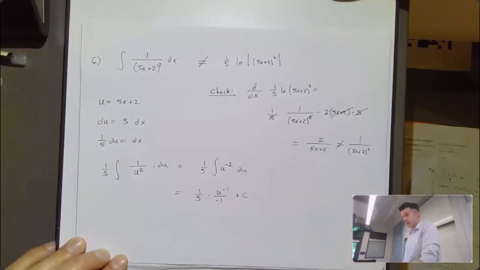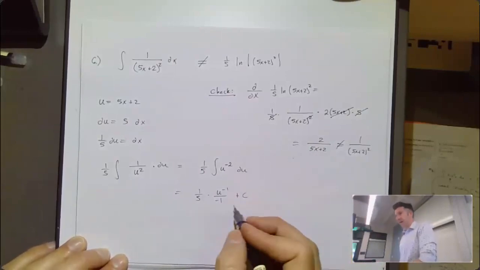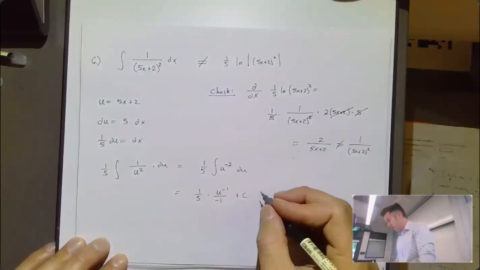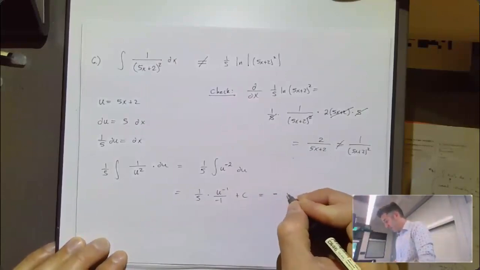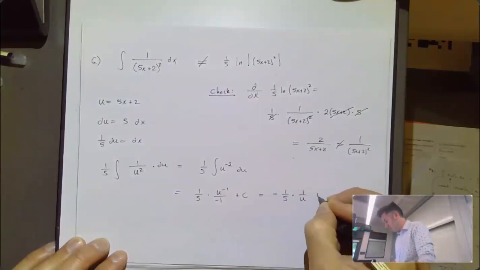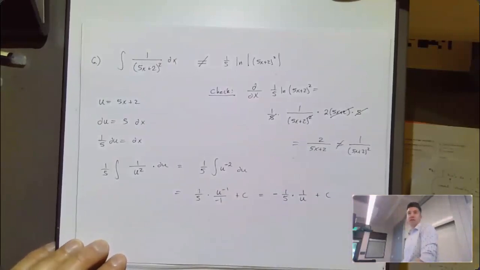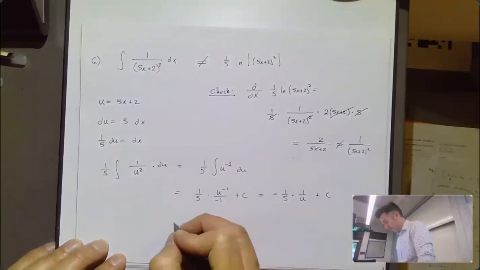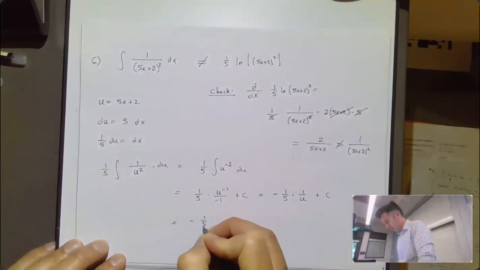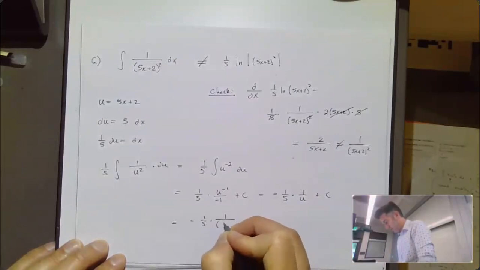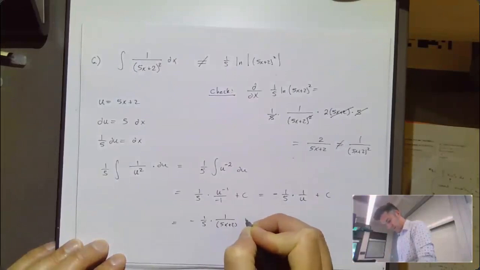Let's see. And then we're going to plug back in. I would probably rewrite this before I plug back in what u is. I would probably rewrite this as -1/5 times 1 over u. To me, that just feels nicer. And then I would plug back in and then get -1/5 times 1 over 5x plus 2.